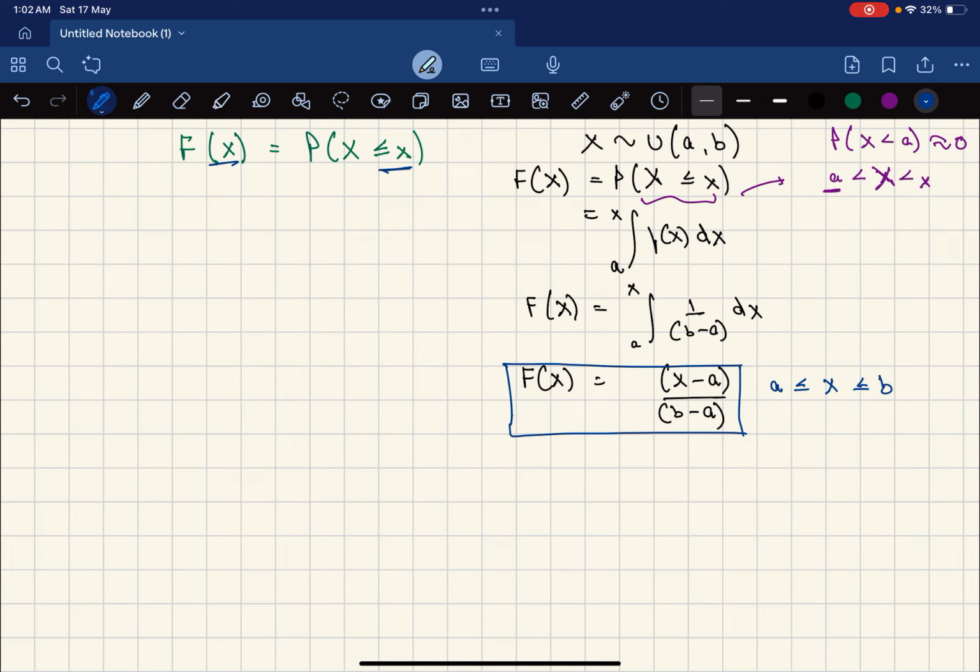Now let us say, just to check things, what we do is we calculate the value of CDF at b, which is the highest value, and we see (b minus a) upon (b minus a) is 1, which makes sense because we already know P(X less than equal to b) is 1, since b is the maximum possible value for the random variable x. So this is how we get to the CDF of the uniform distribution.